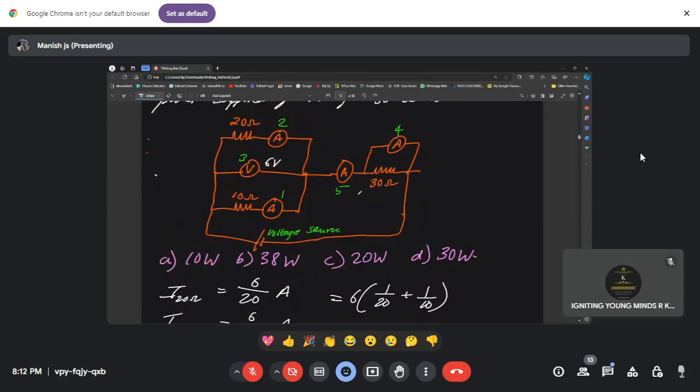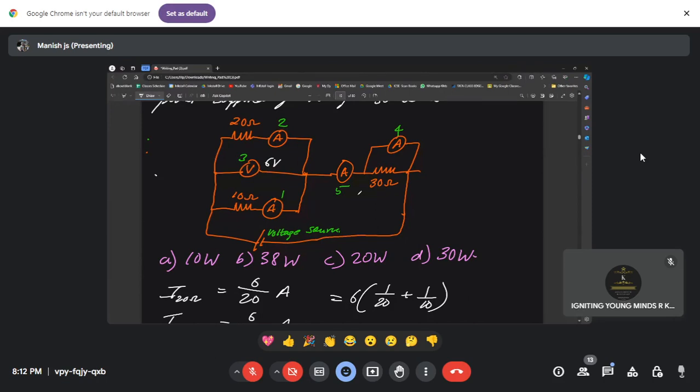There is an ammeter, and then you also have a resistance of 30 ohms, right? So what will be the potential across 30 ohms? Find out the potential across the 30 ohms component also. Okay, that is the potential across 30 ohms.